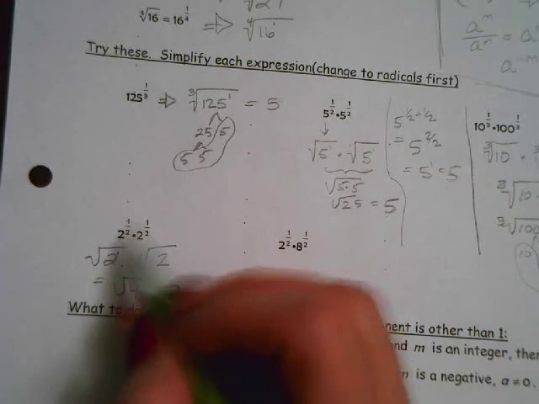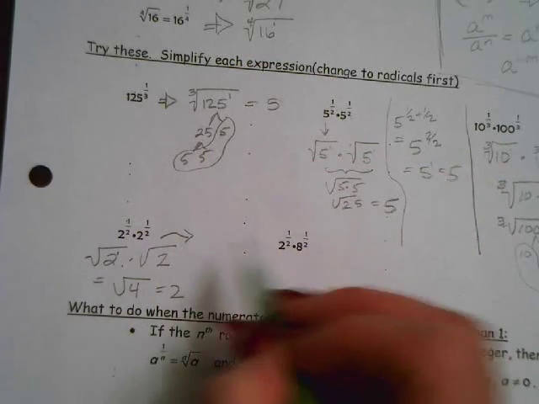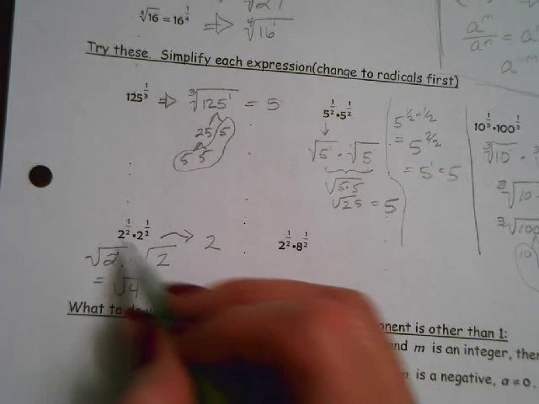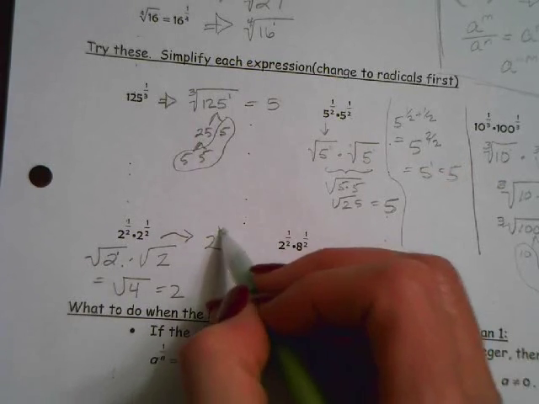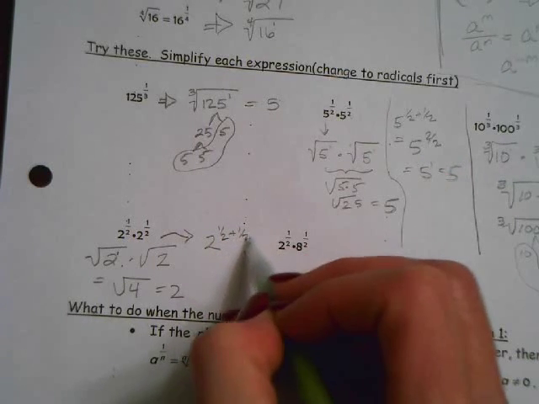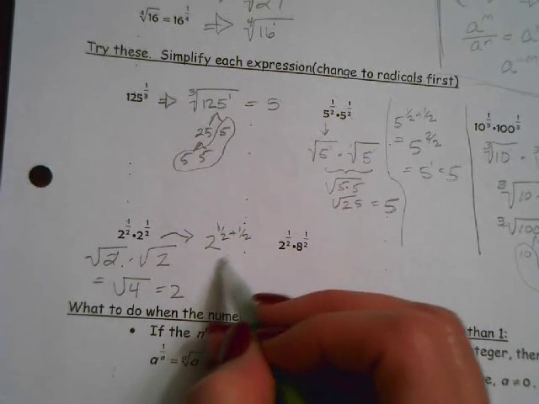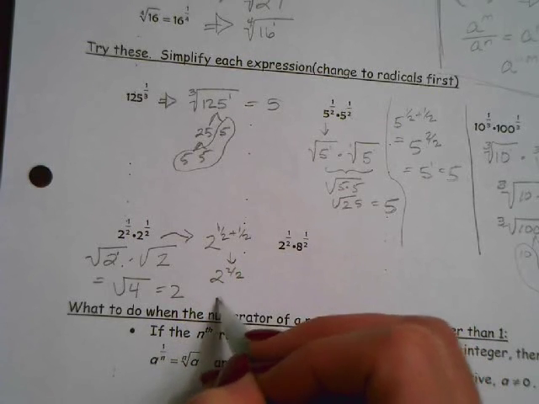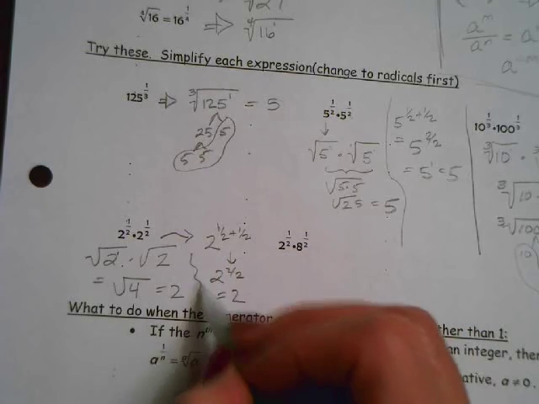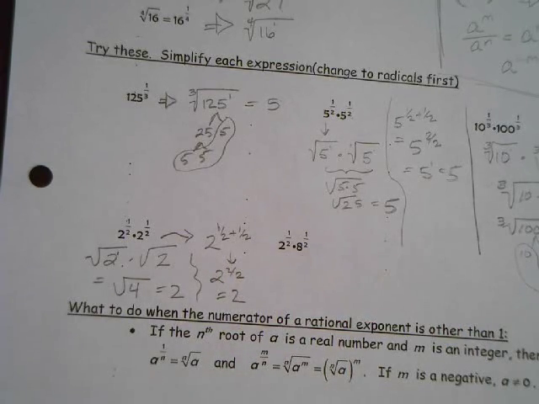Again, if you want to follow the rules of exponents, you could take 2, since it's the same base, then you could just add the exponents since you're multiplying it. It's going to be 1/2 plus 1/2. That becomes 2 to the 2 over 2, which then just becomes 2. So you can see you have 2 ways that you can get to it. Okay?